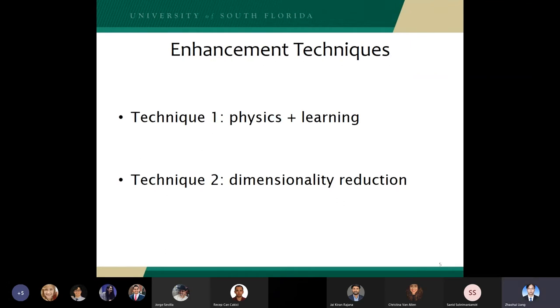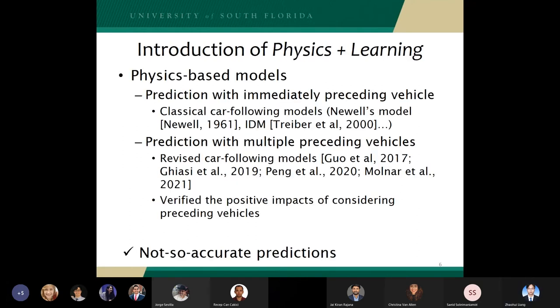Then I will introduce two techniques. The first one is called physics plus learning, and the second one is called dimensionality reduction. Don't worry about these terms. I will introduce and explain them one by one. Technique one is physics plus learning.